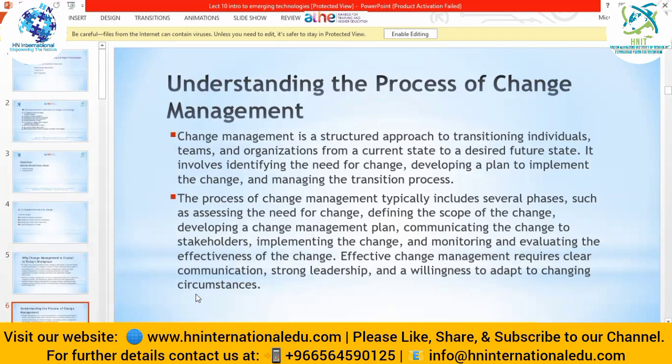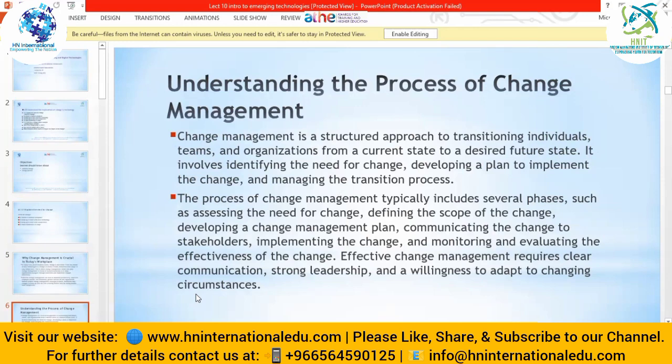Change management is a structured approach to transition individuals, teams, and organizations from a current state to a desired future state. They have a structured approach, they have set a goal, and as an individual or as a team, the organization wants to improve from a current state to their goal state, their future state, what they have thought about. It involves identifying the need for change, where the need is important, where we change, how we can change, and which part of an organization would be changed. Developing a plan to implement the change and managing the transition process.